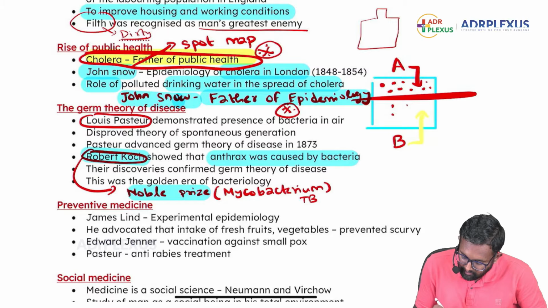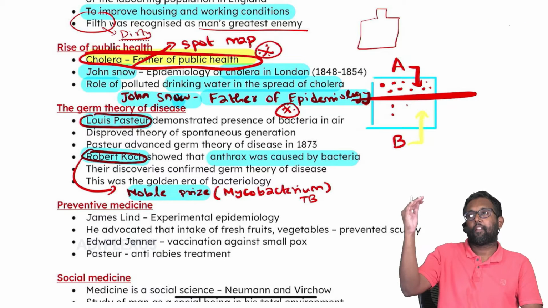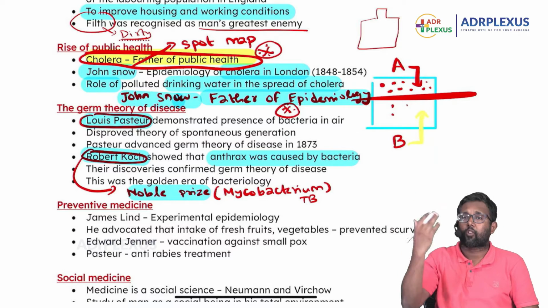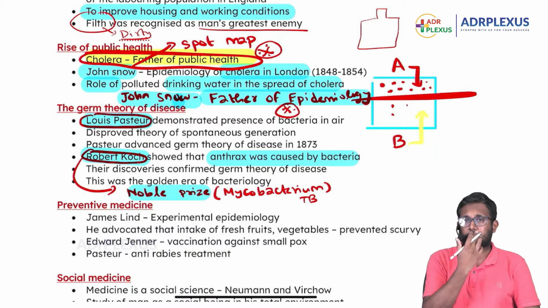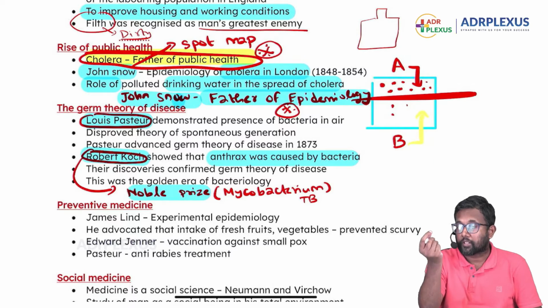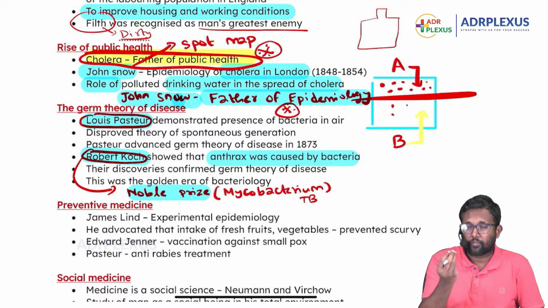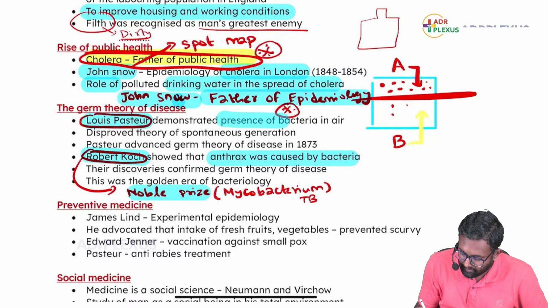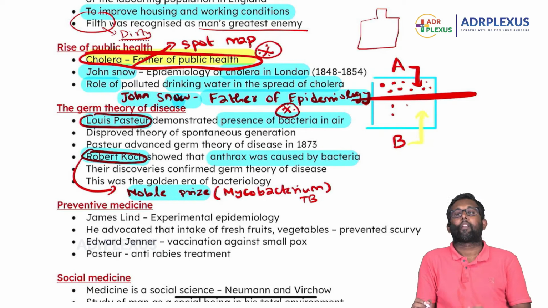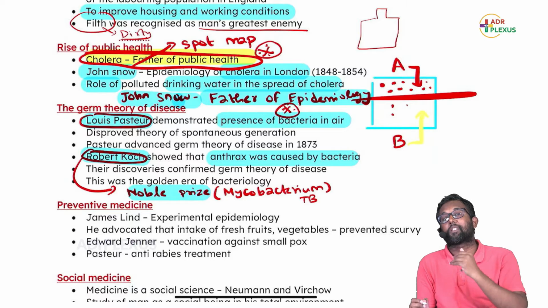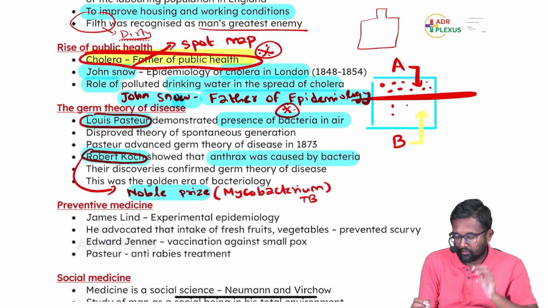Then Louis Pasteur. First they thought the disease spreads due to the evil wrath of the gods or by smell. He said no. The disease is caused by germs. There are germs in the air, and because of this we are getting the disease. We are not getting disease suddenly. He demonstrated the presence of bacteria in air and told about the germ theory of disease. Along with Robert Koch, he discovered many germs.